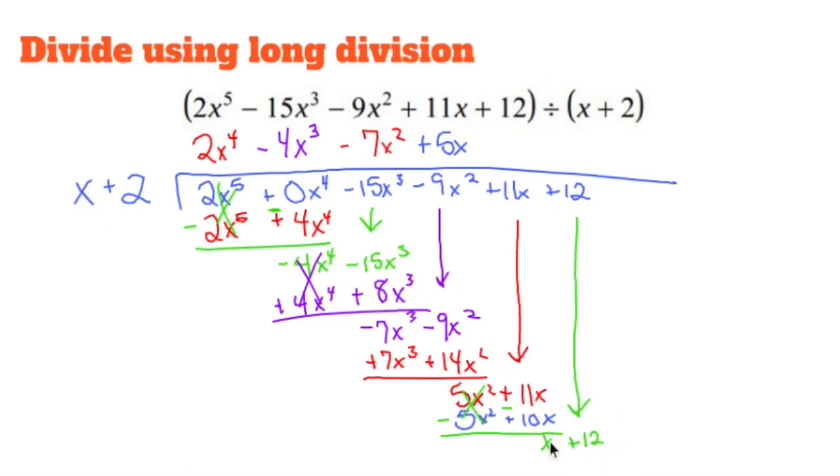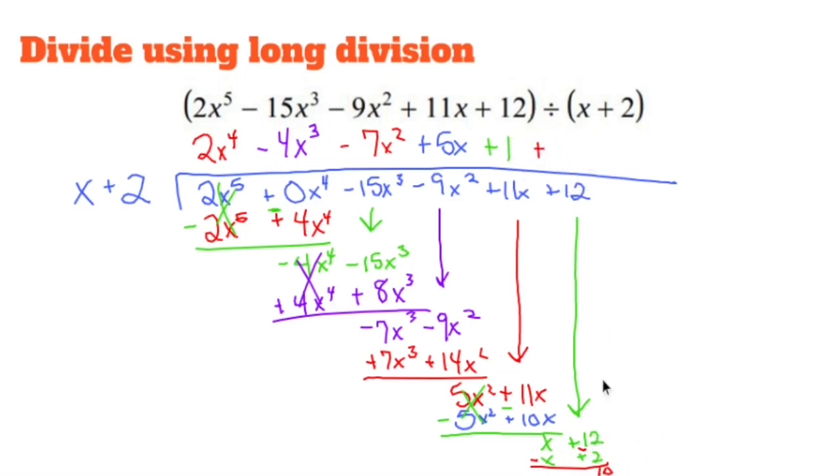X times what is x? Positive 1. Multiply 1 to the entire factor and write it underneath. X times 1 is x. 1 times 2 is 2. Subtract what you got here. So minus sign, minus sign. 12 minus 2 is 10, which becomes my remainder.